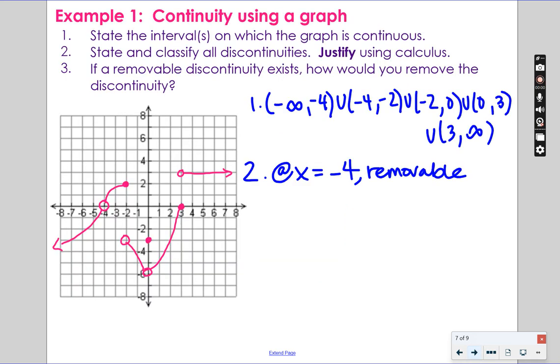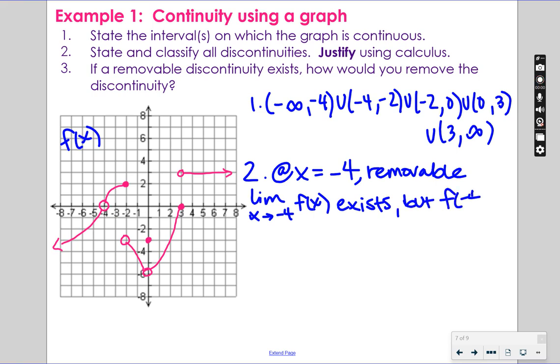Here we go. Okay, I don't think they named this graph. Let's just call it f of x. So I'm going to say the limit as x approaches -4 of f of x exists, but f of -4 does not exist.